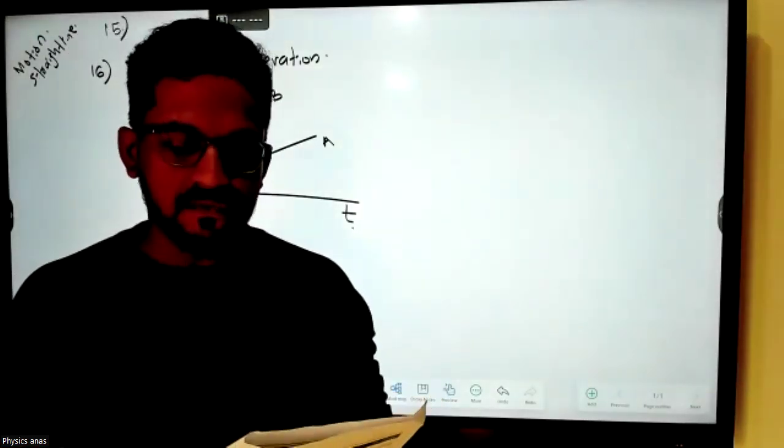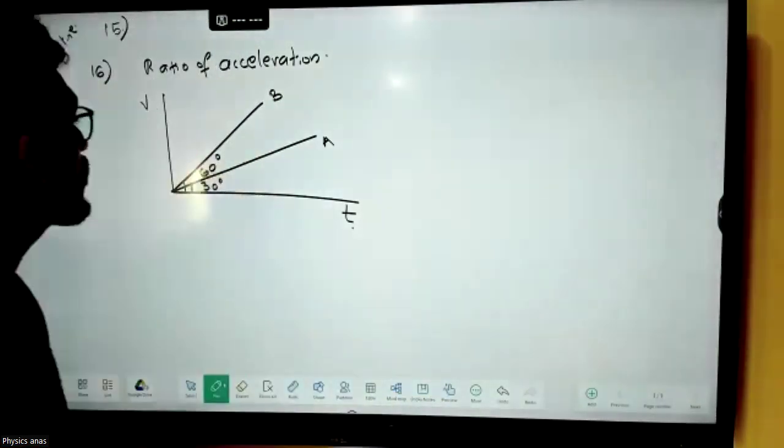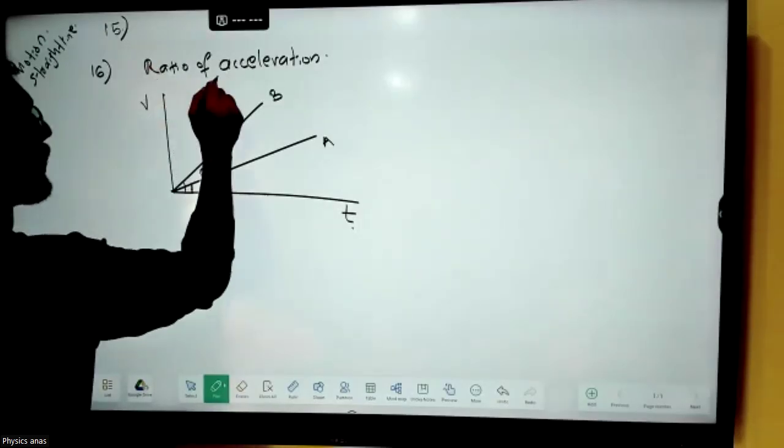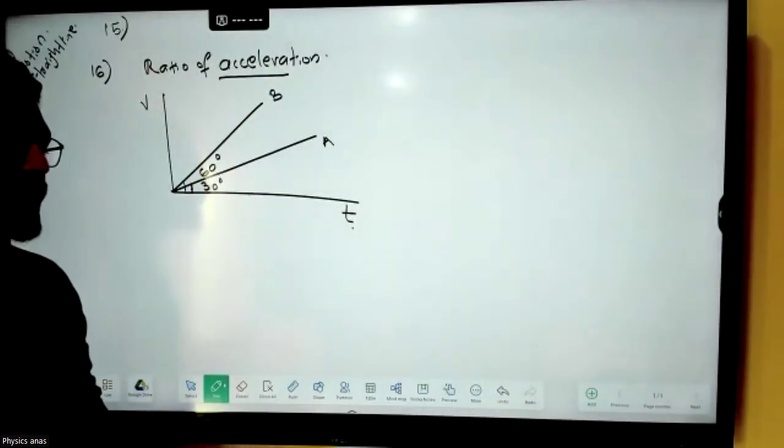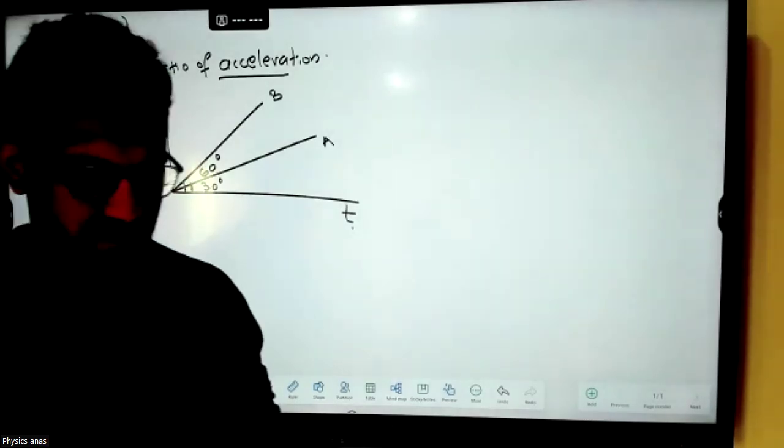And what are they asking us to find? Find the ratio of acceleration. How can you get acceleration from this graph?